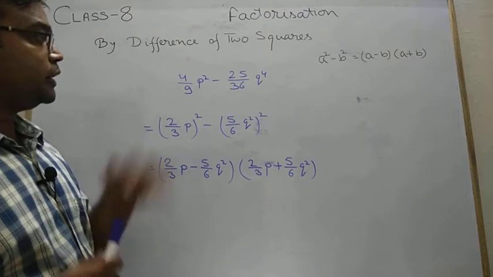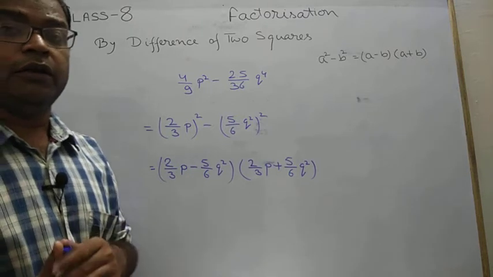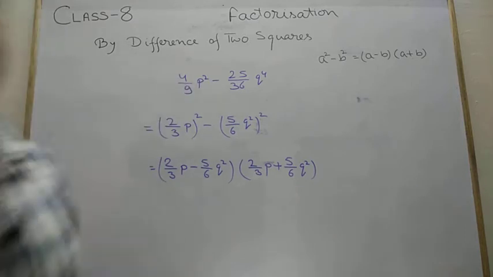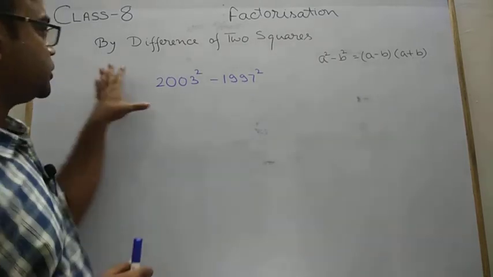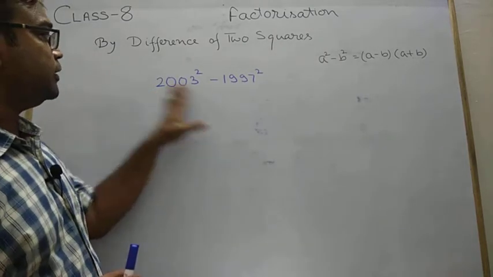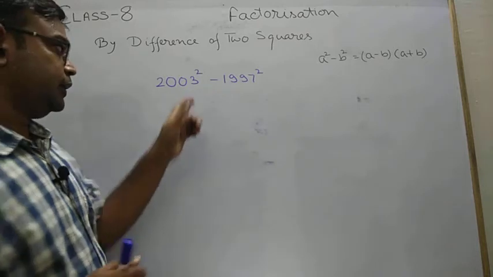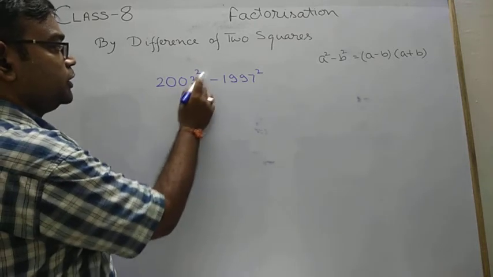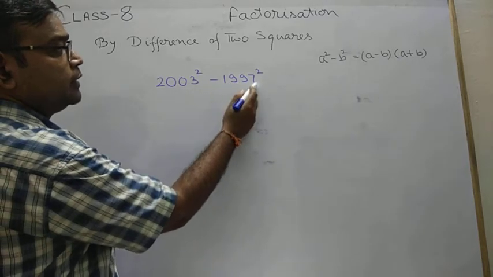Now by using this, how do you find the values of some numbers? By doing this factorization by difference of two squares. Let's discuss. The question says to find the value of this one, and in this we have 2003 square minus 1997 square.